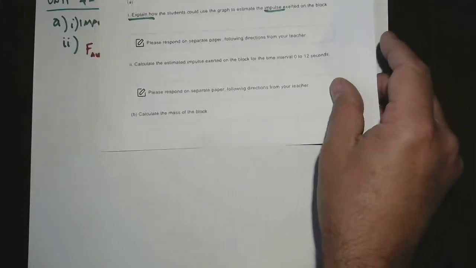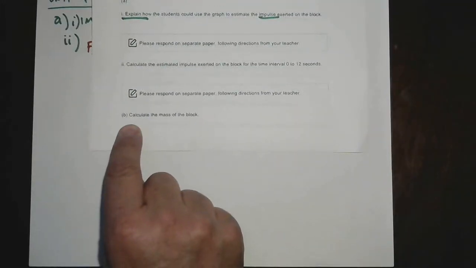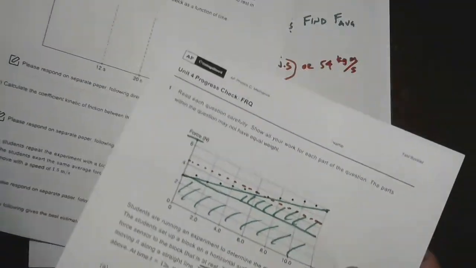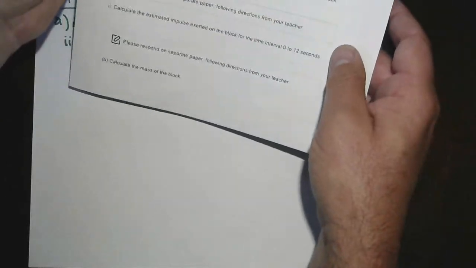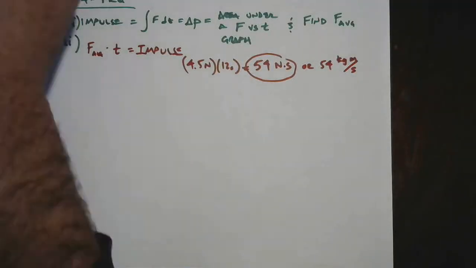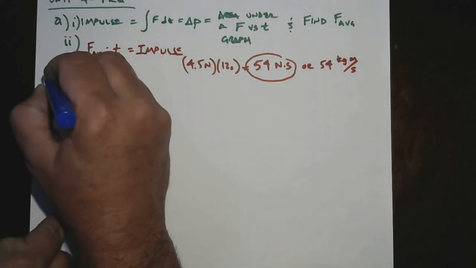So now part B says calculate the mass of the block. Now there is no additional part of the question on the second page, so part B is simply calculate the mass of the block. Let's go ahead and do that. How are we going to find the mass of the block? Well, they did kind of lead you into this.